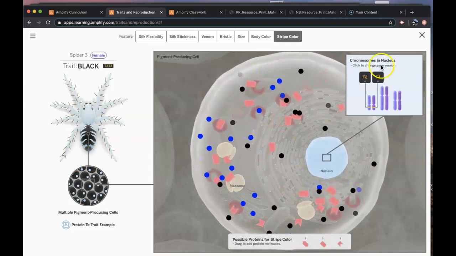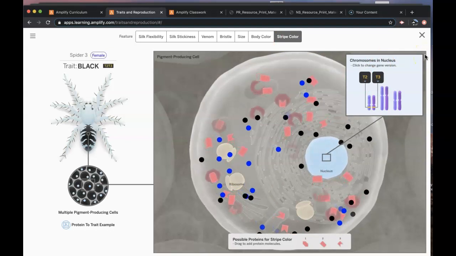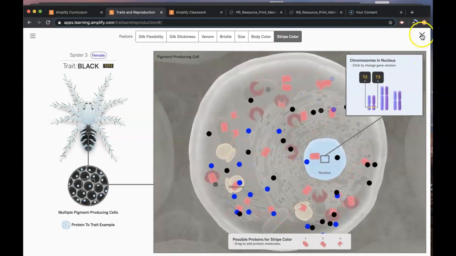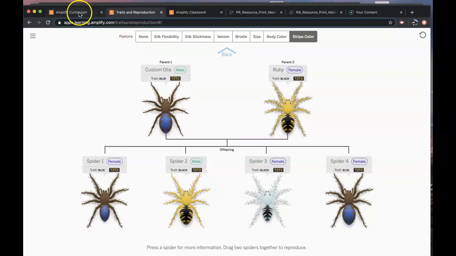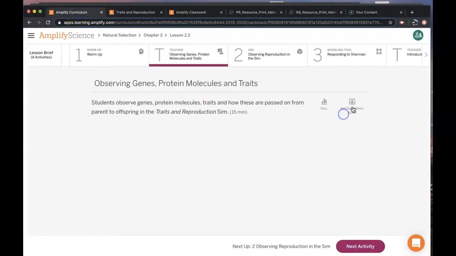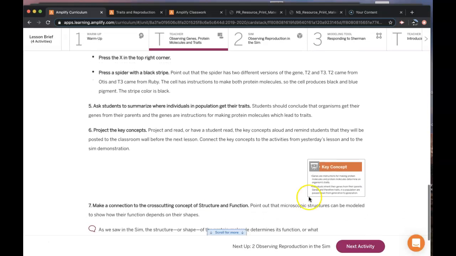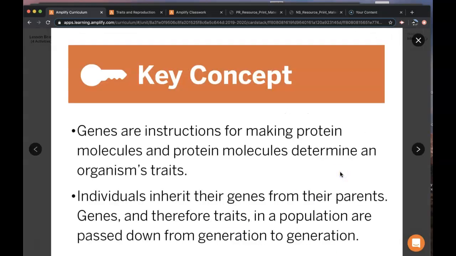Okay. So I hope you can see this sim, and I'm sorry if you can't. But anyways, let's go back to this activity, because now we have 2 key concepts. Genes are instructions for making protein molecules, and protein molecules determine an organism's traits. Individuals inherit their genes from their parents. Genes, and therefore traits, in a population are passed down from one generation to another generation.